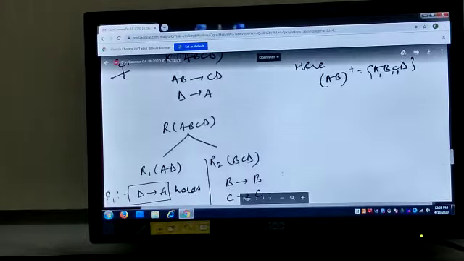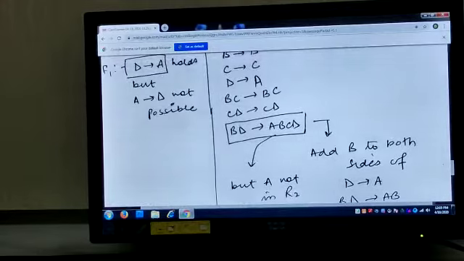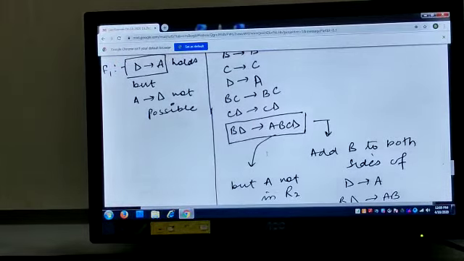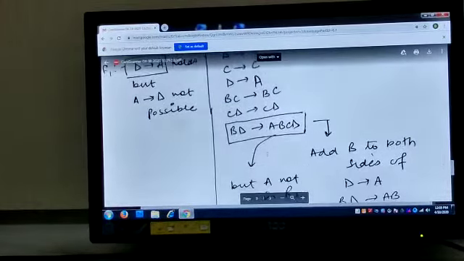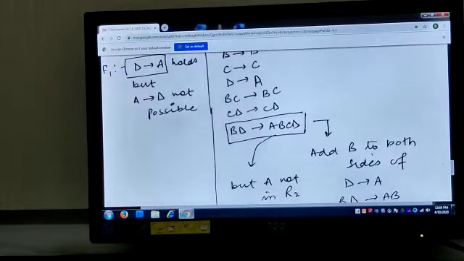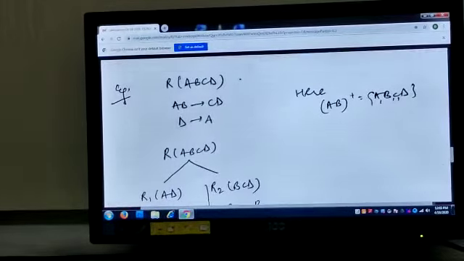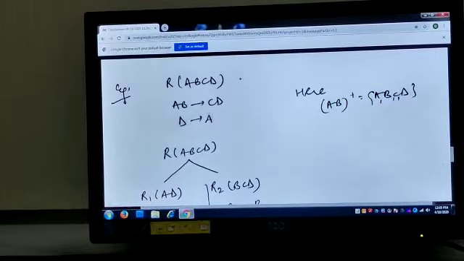Now for BD, what I have done is I have made all possible combinations on the LHS of my functional dependencies. You can see I have made all possible combinations and I am finding out which functional dependencies I need to consider. So BD to ABCD: how can I write this? In this particular functional dependency D to A, if I add B on both sides using the augmentation rule, it will become BD to AB.